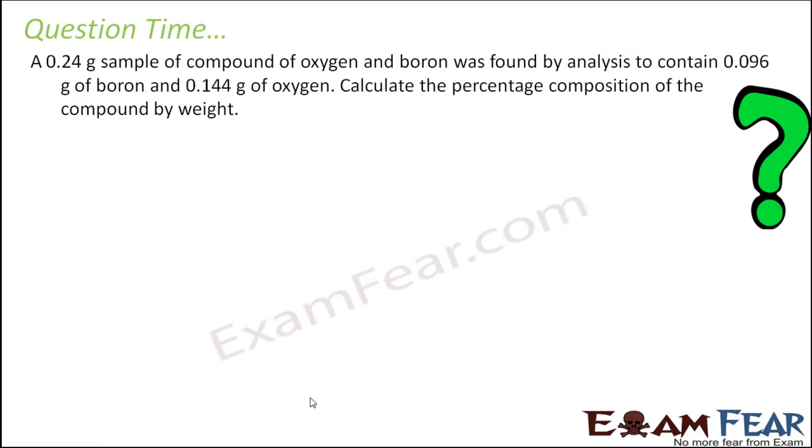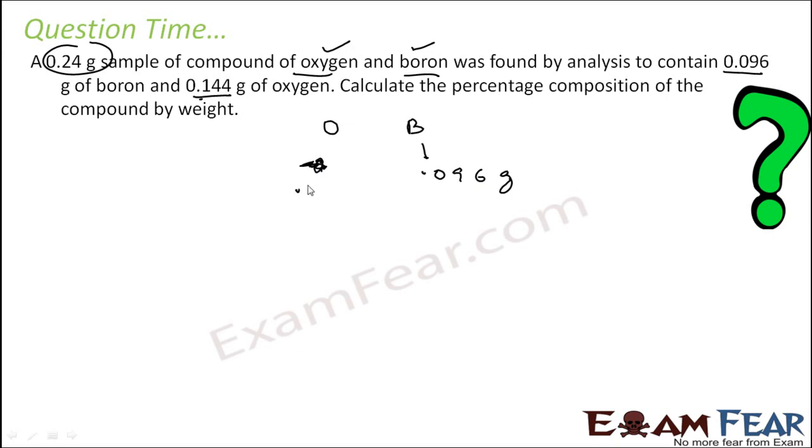Okay, let's take some numericals now. A 0.24 gram sample of oxygen and boron was found by analysis to contain 0.096 gram of boron and 0.144 gram of oxygen. Find the percentage composition by weight. So I have a sample which has oxygen and boron. It contains 0.096 gram of boron.